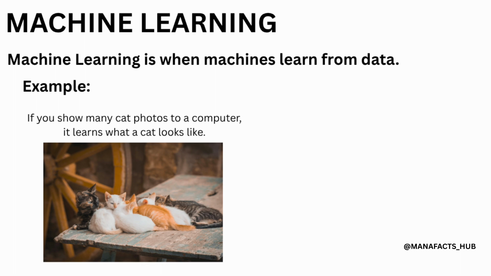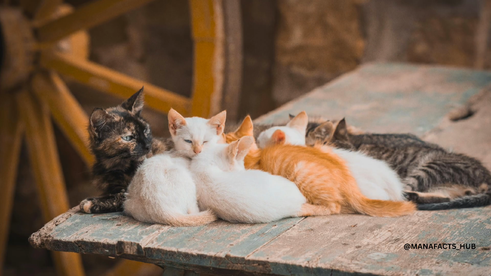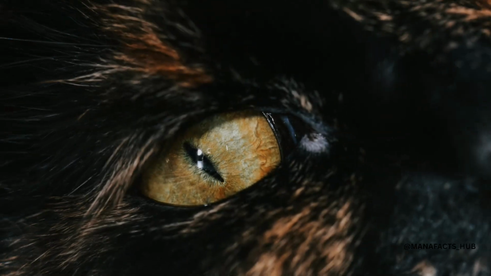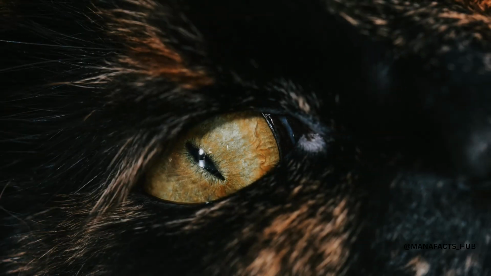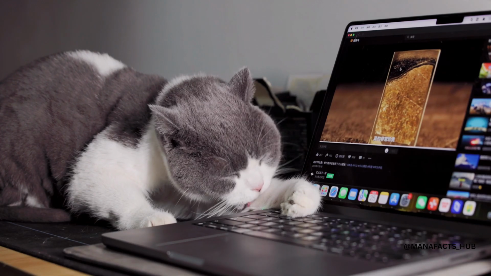Now, how does a machine learn this? Imagine we show a computer 100 pictures of cats. It starts learning what a cat looks like: ears, eyes, shape, everything. Next time, if we show a new picture, it can say this is a cat. This learning from data is called machine learning.